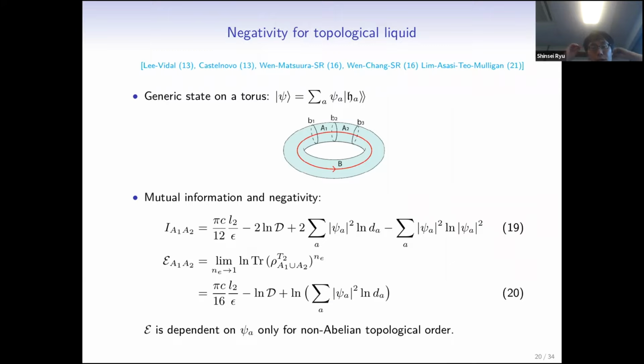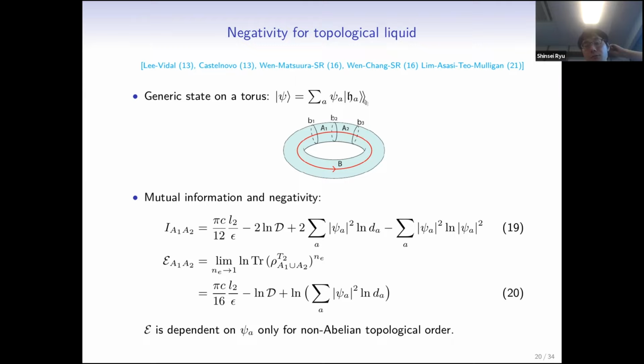So entanglement negativity has been computed for topological liquids. Let me showcase some of the results here. As a specific setup, I consider a spatial torus, and then I have a topological ground state on this spatial torus. We also put some topological flux here, and depending on the type of topological flux, we realize different ground states as before. In this case, I consider a generic superposition of topological states, so I have some wave function psi specifying the linear superposition of these ground states.